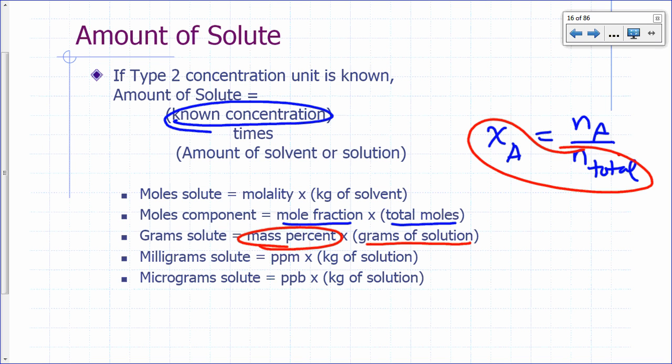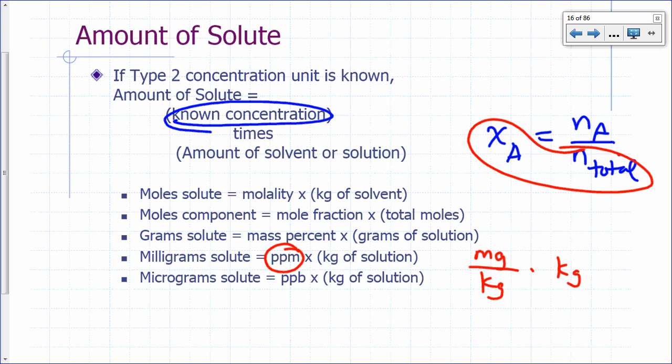If you're given the ppm, ppm, if you remember, is milligrams of solute per kilogram of solution. So you multiply that by kilograms of solution, and that will give you milligrams of solute. And ppb, if you recall, is micrograms per kilogram of solution. So you multiply that by kilograms of solution, and that will give you micrograms of solute.